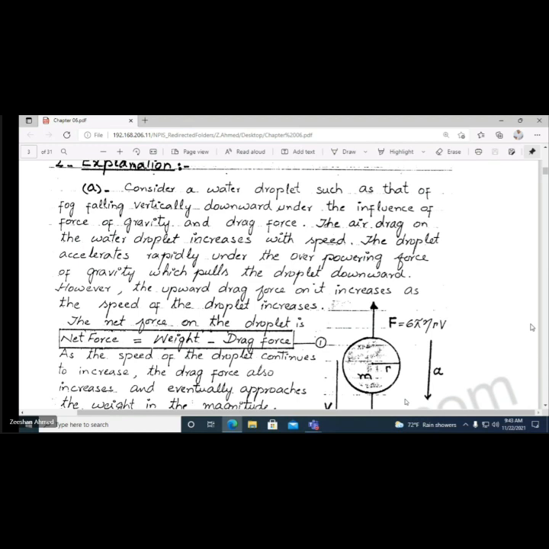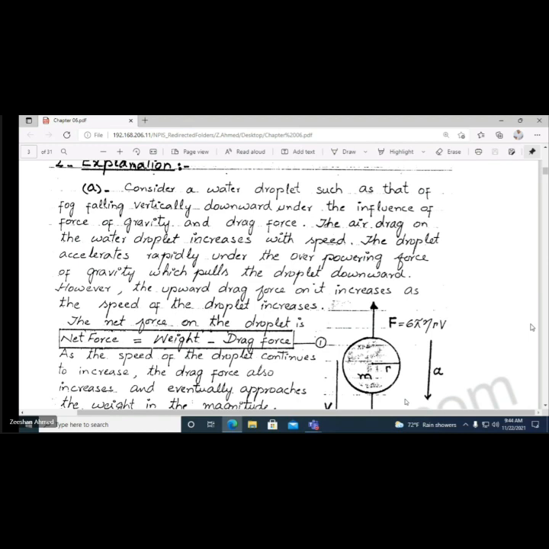Okay, what I am trying to tell you. According to the formula, the net force on the droplet, the sum of all the forces acting on the body, must be equal to zero. First condition of equilibrium. Net force. It is coming downward because of the weight, is it? Minus drag force that is acting upward. So net force will become weight minus drag force. Clear? Any questions so far?